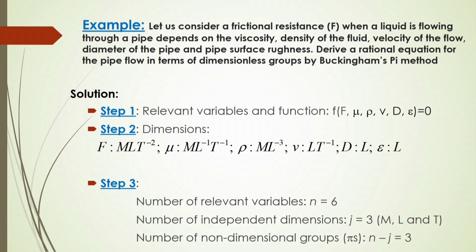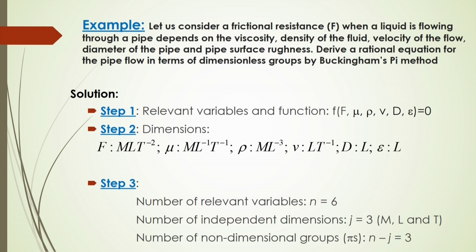So, let us do an example here. Let us consider a frictional resistance F when a liquid is flowing through a pipe, that depends on the viscosity, density of the fluid, velocity of the flow, diameter of the pipe and pipe surface roughness. Now, in this case, based on these variables, you have to derive a rational equation for the pipe flow in terms of dimensionless groups by Buckingham's pi method.